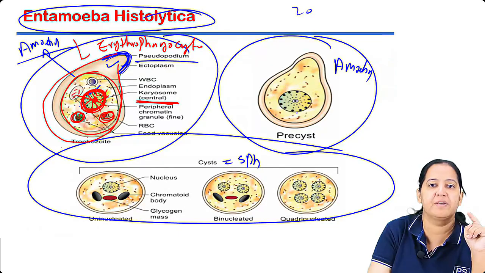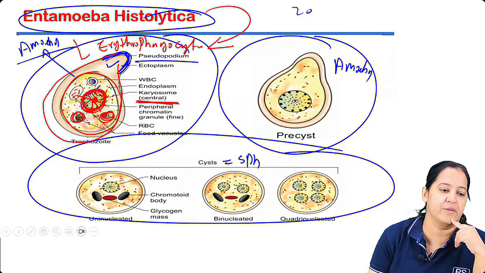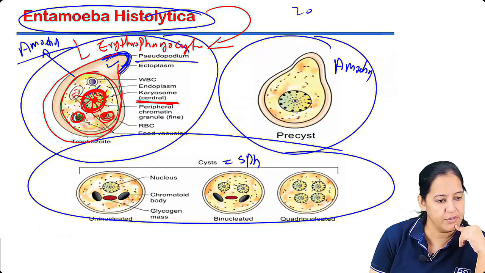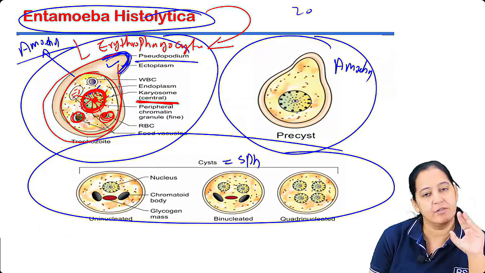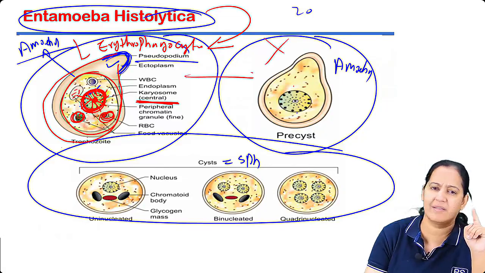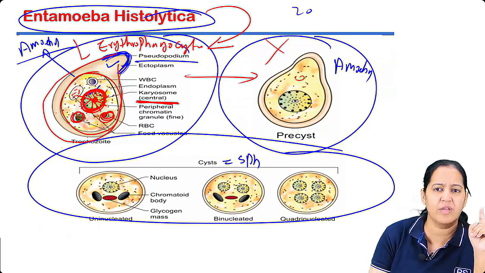So Entamoeba histolytica performs erythrophagocytosis. Yes, it performs erythrophagocytosis. Got it? Please learn that. Say yes. So this is the trophozoite. Precyst is nothing important, it's like the trophozoite only, but it doesn't have RBCs inside.